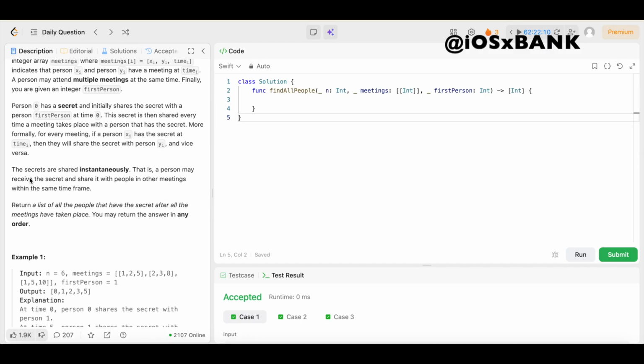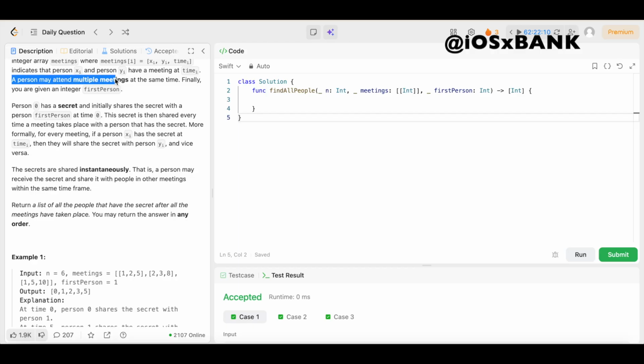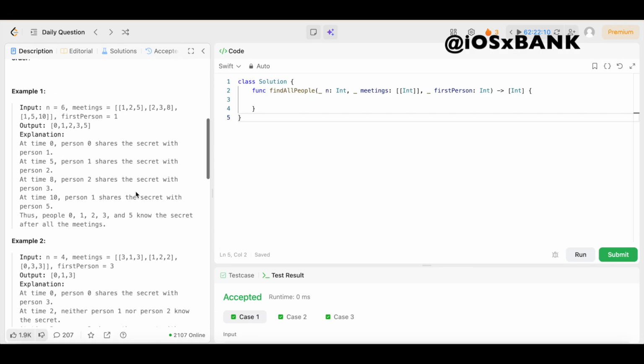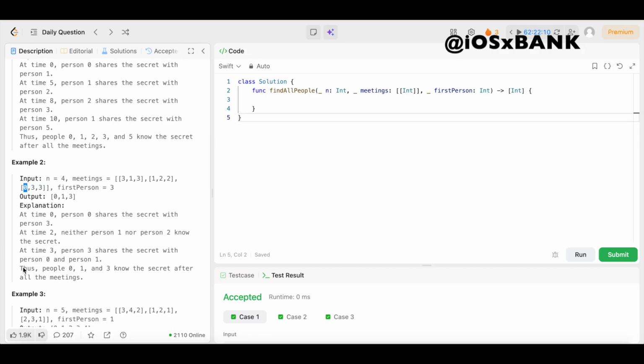Because remember up here, it says the secrets are shared instantaneously, and that a person may receive the secret and share it with people in other meetings within the same time frame. And it says right here, a person may attend multiple meetings at the same time. So that's what's going on right here. Person 3 has 2 meetings at the same time, but during those meetings, he's able to share the secret with 2 people, 1 and 0. So now 0, 1, and 3 know the secret. It says right here, thus people 0, 1, and 3 know the secret after all the meetings. And that's how we got the output array 0, 1, and 3.